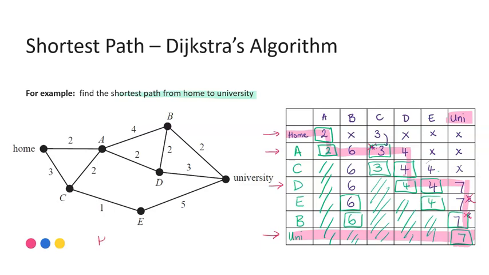So that tells me my path was home, A, D, to the university. So home, A, D, university. And I can see that if I add the weights on those edges, that gives me a total distance of 7 units. So I've identified the shortest path. I've found the weight of that shortest path, and I've been able to match that from the table to the values on the graph as well.